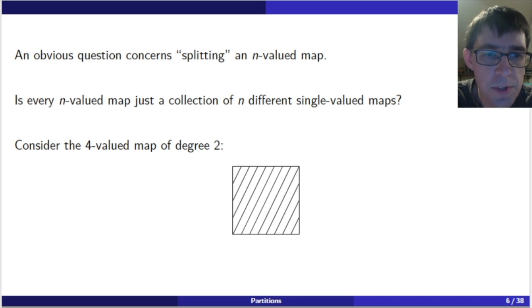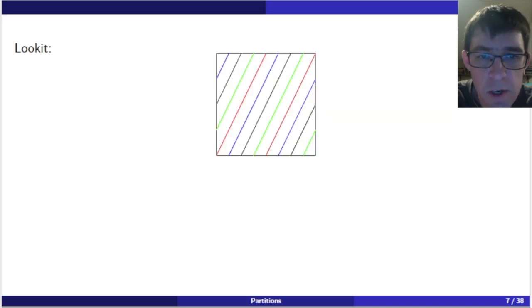Here's an example. This is the 4-valued map of degree 2. It looks like that. And if you look closely at those lines, I'm going to color them in. I color them in a way such that the colors wrap around appropriately, because remember, we're imagining the x-axis represents the interval with the two ends glued together. And so these lines need to match up. When you go off the right-hand side, it should come back on the left side at the same point.